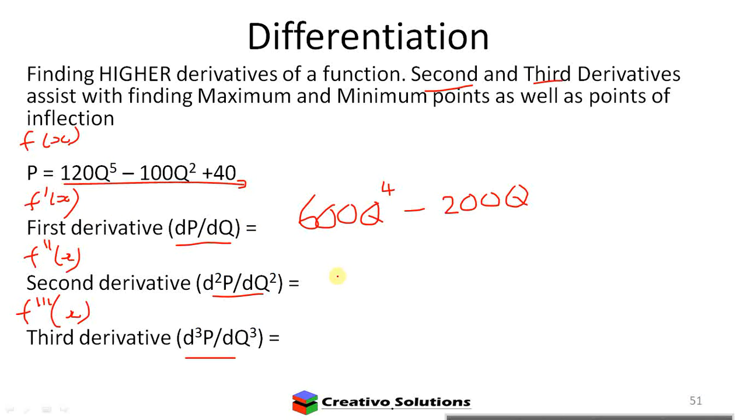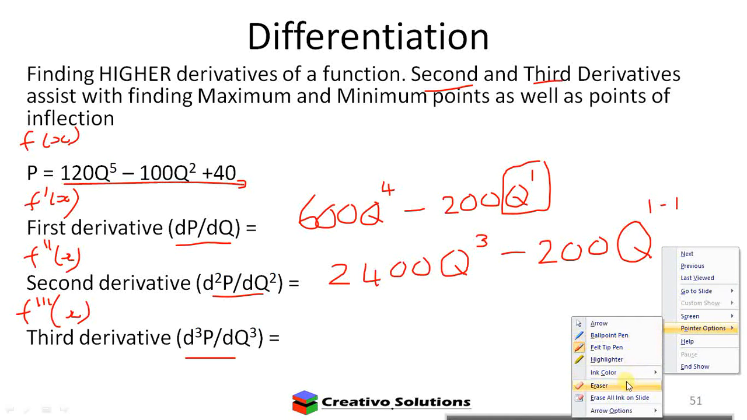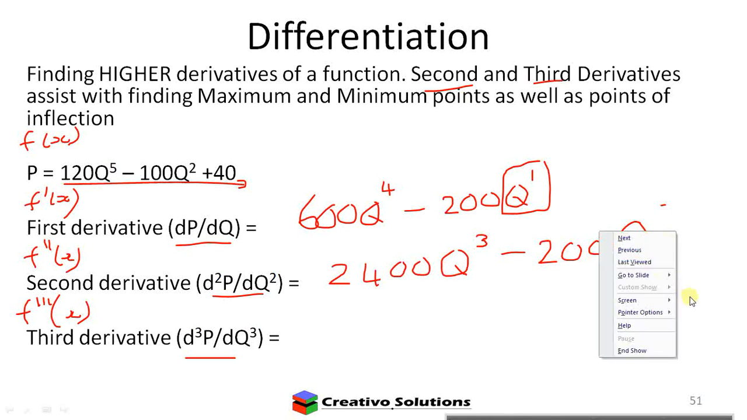Is it possible to get a second derivative? Yes. What's 4 times 600? 2,400. x to the 4 minus 1, which is 3. What happens when I have a 1 here? Well, what's 1 times this? Minus 200. Then what do I have here? Do you agree the derivative here would have been x to the 1 minus 1? What is 1 minus 1? 0. What is anything to the power 0?